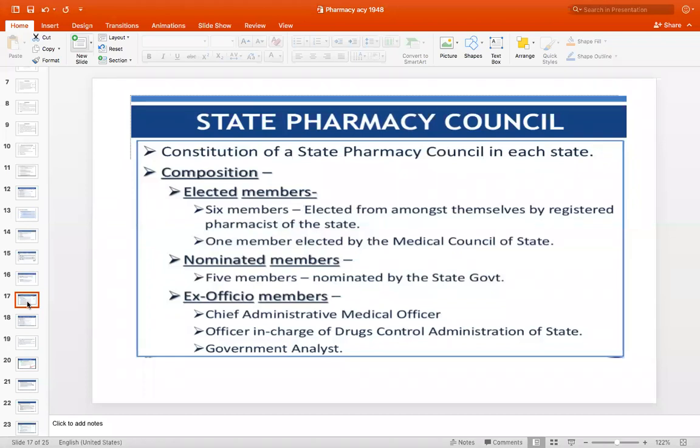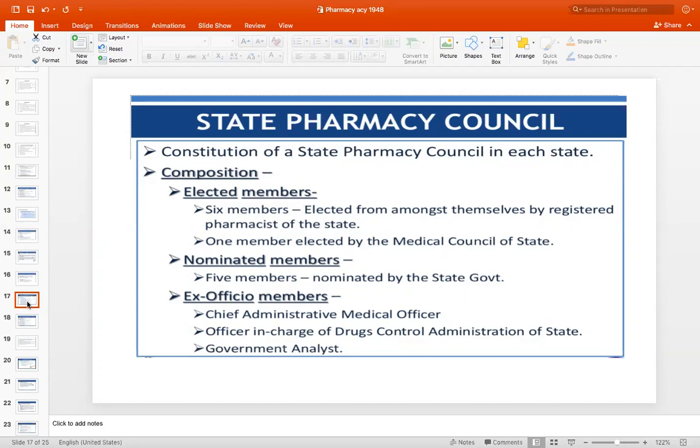So 6 members are elected amongst themselves by registered pharmacists of the state. See, they already have 6 members as elected members. Among themselves only, they will elect a member. One member is elected from, again, MCI, Medical Council of India. Nominated, 5 members nominated by the state government. As it is concerned only to the state, it is nominated only by the state government, while in PCI, nomination was by the state government, central government, UGC and AICTE. But here, only by the state government.